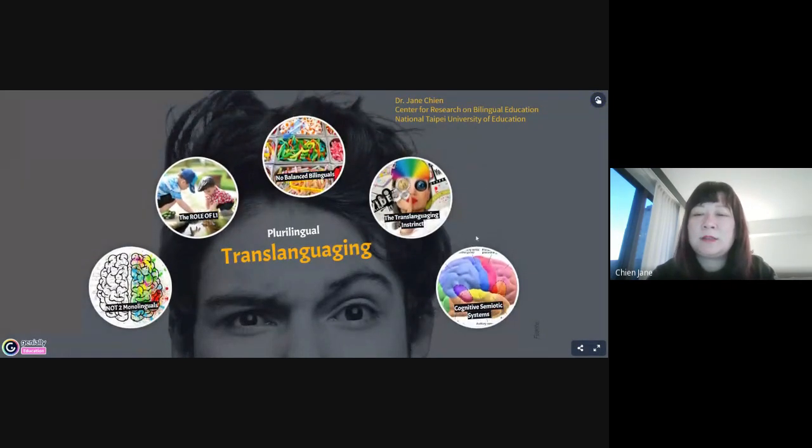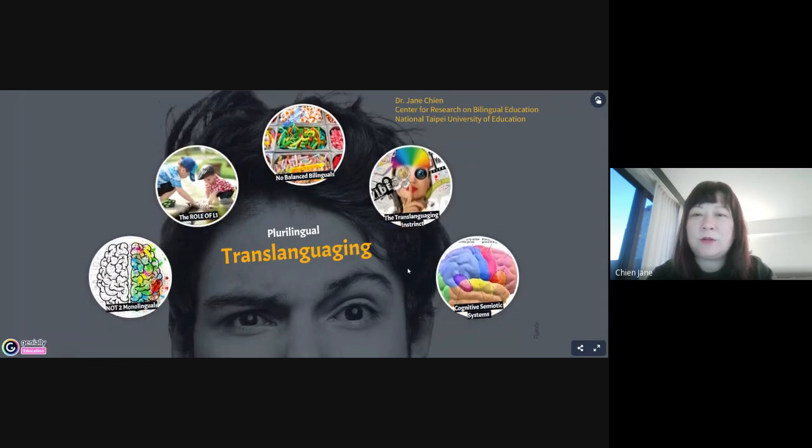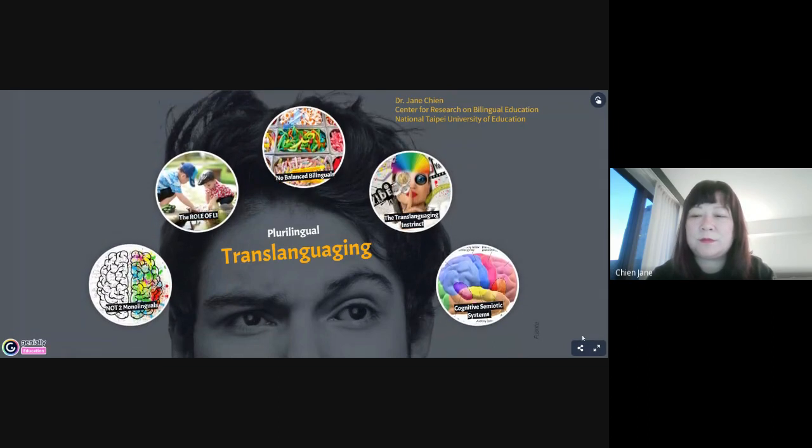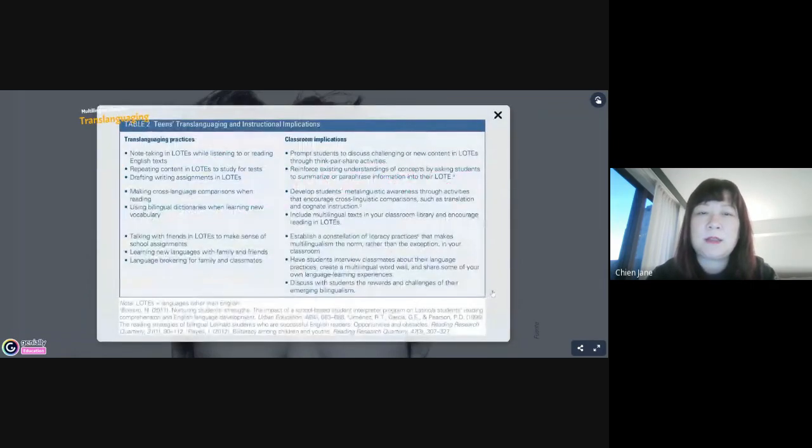All right. So how do we go about doing this? Basically, here are several classroom implications. LOTES means languages other than English.